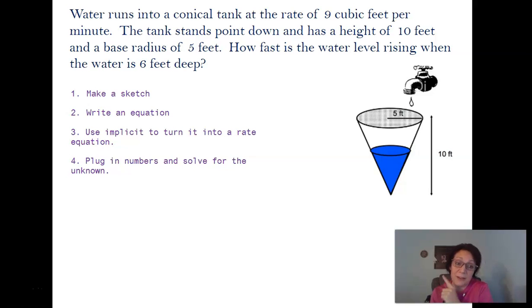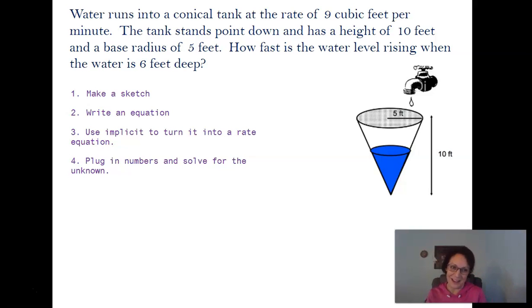And the first thing everybody always says to me is, really? A tank shaped like a cone? Why couldn't the tank just be a cylinder? And my answer is, if it was a cylinder, we wouldn't need calculus. Okay. So you're going to see oddly shaped things.